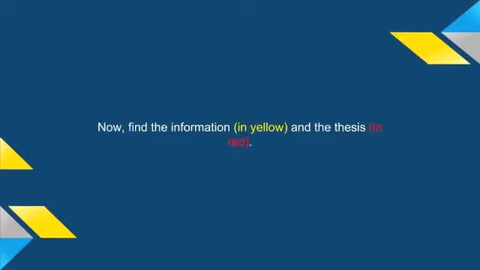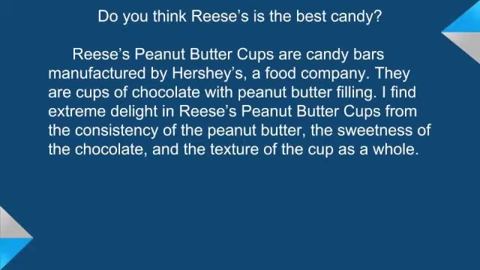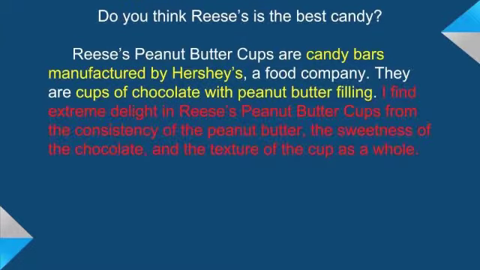So now, I want you all to find the information in yellow and the thesis in red. Okay, we're returning back to my example. Now, if you saw candy bars manufactured by Hershey's or cups of chocolate with peanut butter filling, that would be the information. That's the relevant stuff that the reader needs to know. Pretend that they don't know or have any idea what Reese's is.